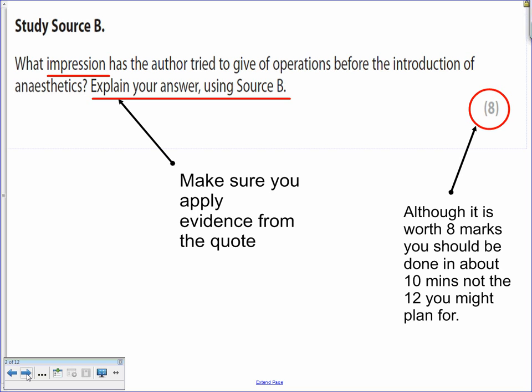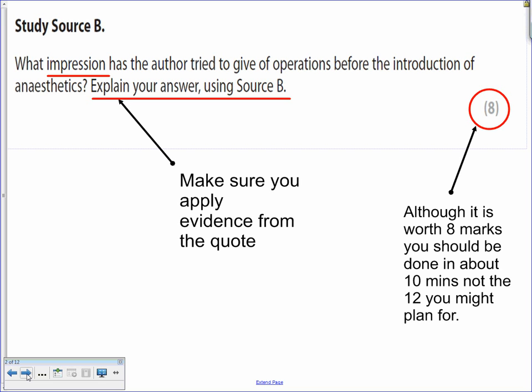As you can see, it says explain your answer using source B. You're not using your own knowledge, you're only using source B. So make sure you apply evidence from the quotes or from the image. Although it's worth 8 marks, you should be done in about 10 minutes.